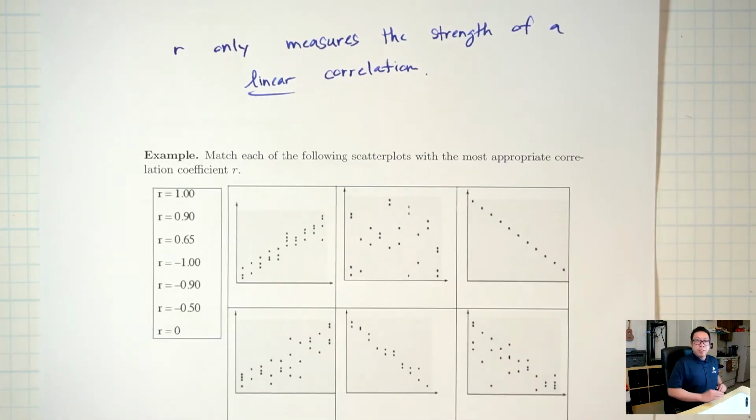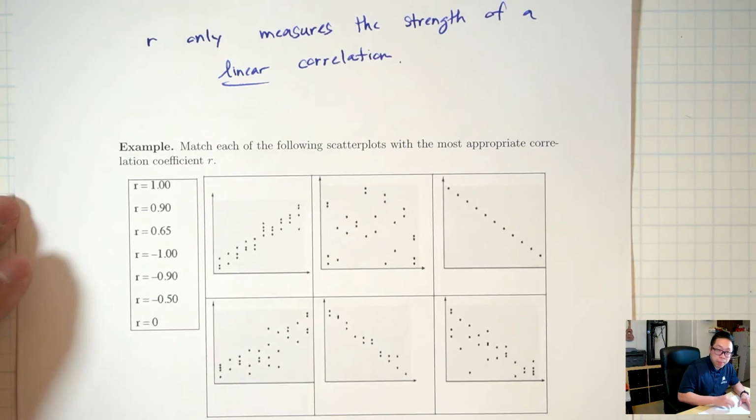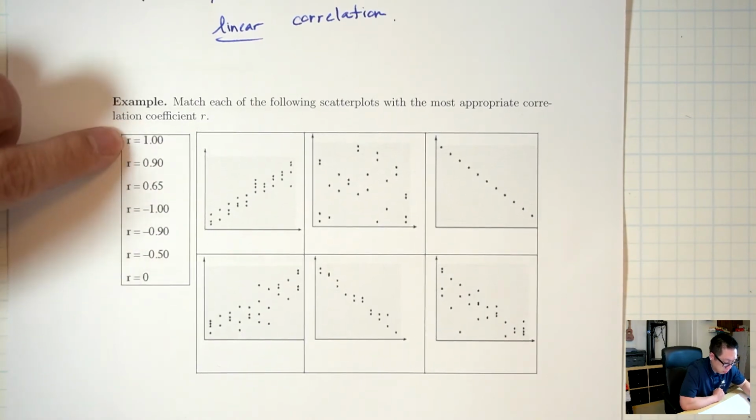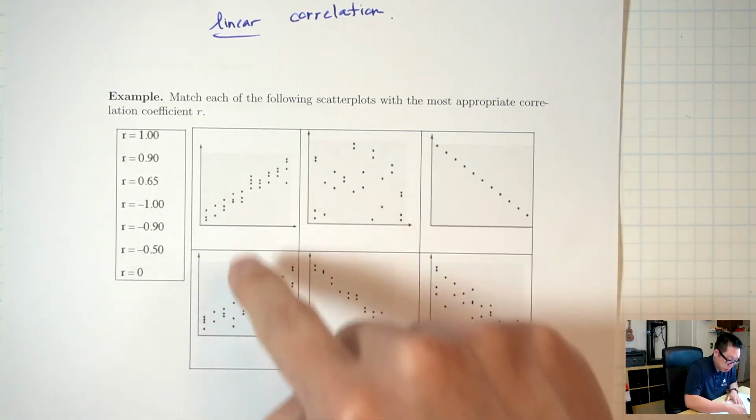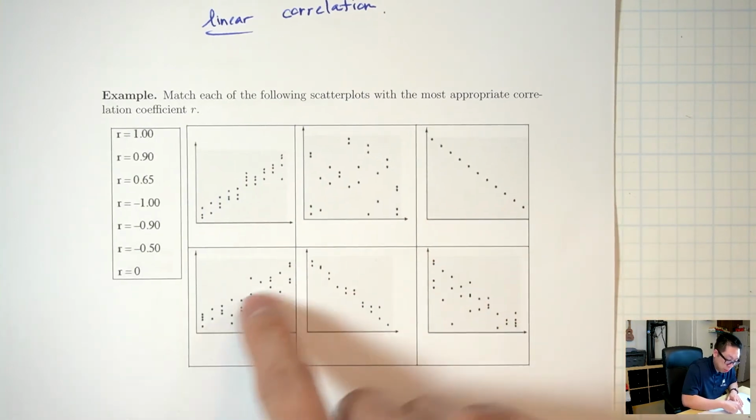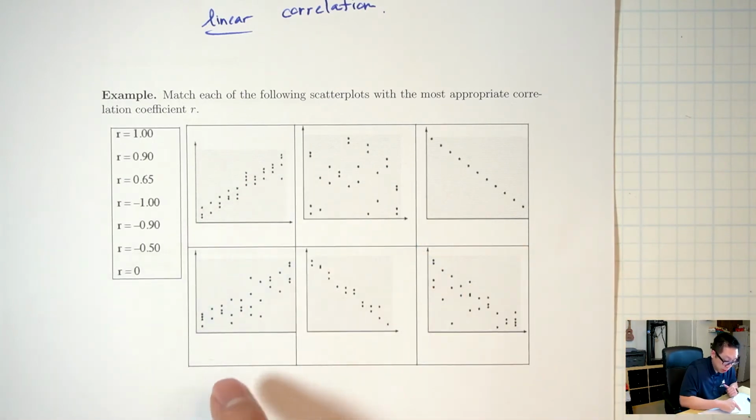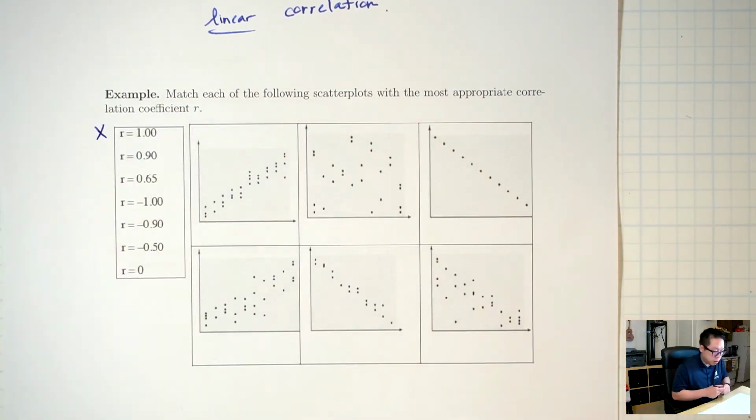All right, let's take a look at this example. This is a matching example. We have some scatter plots, and what I want to do is match each scatter plot with the R. Let's start with the first 3 R's: R of 1, 0.9, and 0.65. Those are positive, which means they should go with pictures that are going upward, a positive correlation. Which pictures go upward? These 2 pictures are the only ones that go upward. And notice that we don't have any pictures going upward that are perfect lines. R of 1 means it's a perfect line, so we're not going to be using R equals 1 at all.